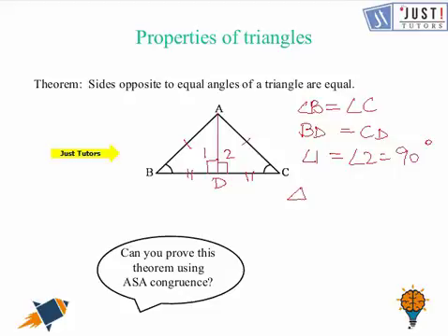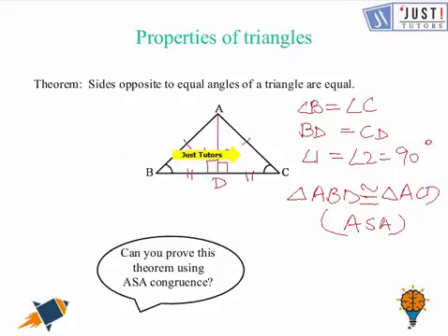So that means triangle ABD is congruent to triangle ACD by ASA rule. As we have proved that these two triangles are congruent, by CPCT, that is corresponding parts of congruent triangles, we have AB equals AC. Hence, we have proved that sides opposite to equal angles of a triangle are equal.